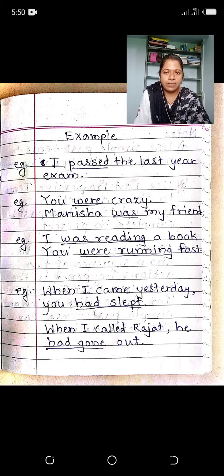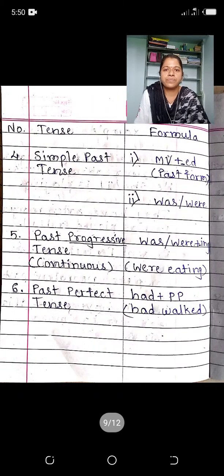You were crazy. Manisha was my friend. Means not now, but she was my friend in the past. So very simple to use is this tense, simple past tense.